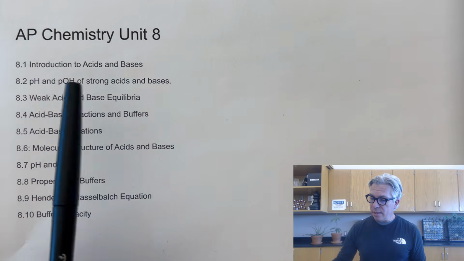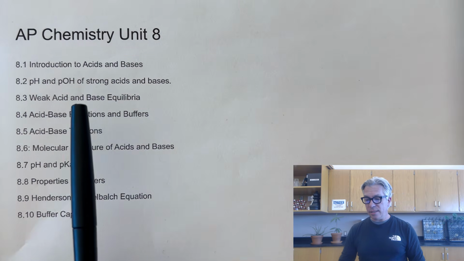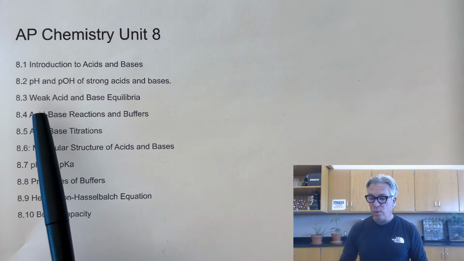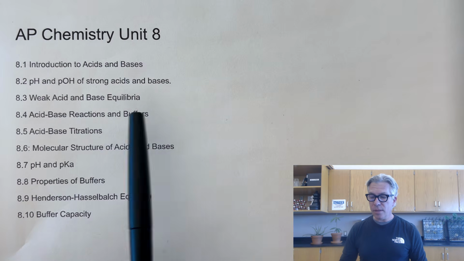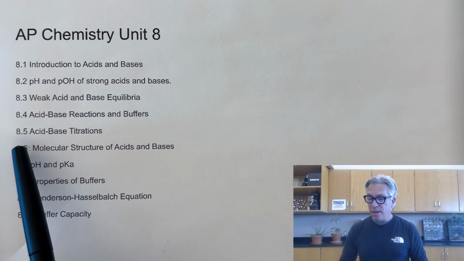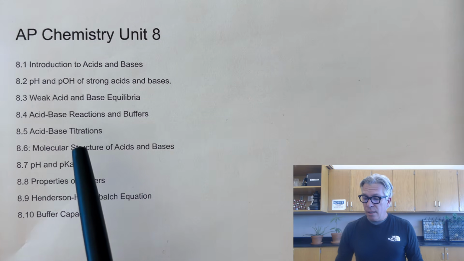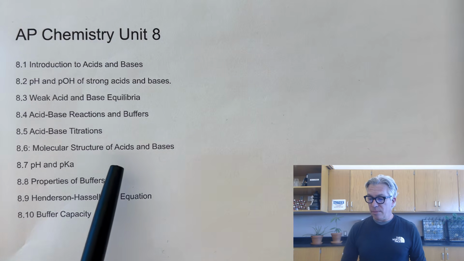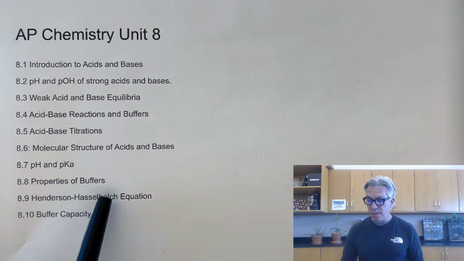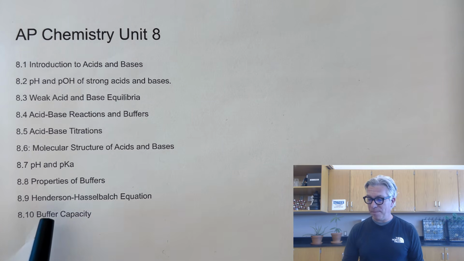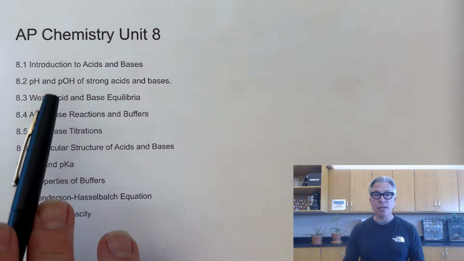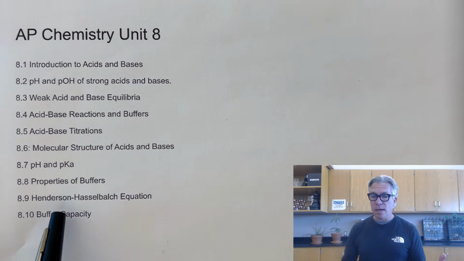We're going to be studying these topics: 8.1, Introduction to Acids and Bases; 8.2, pH and pOH of strong acids and bases; 8.3, weak acid and base equilibria; 8.4, we get an introduction to acid-base reactions and buffers; 8.5, we'll take a break and talk about acid-base titrations; 8.6, molecular structure of acids and bases; 8.7, pH and pKa; 8.8, properties of buffers; 8.9, the Henderson-Hasselbalch Equation, wonderful name there; and 8.10, buffer capacity. These are the subunits found in the AP Chemistry curriculum, and we're going to get to all of those.